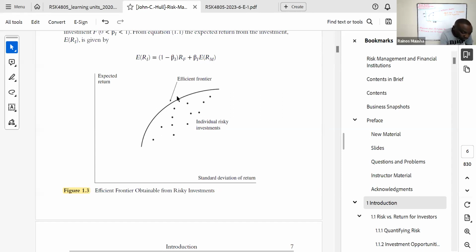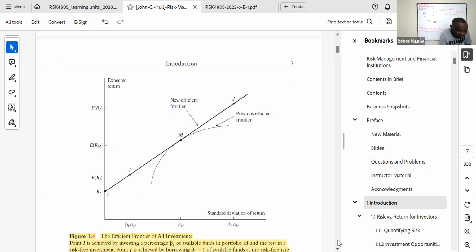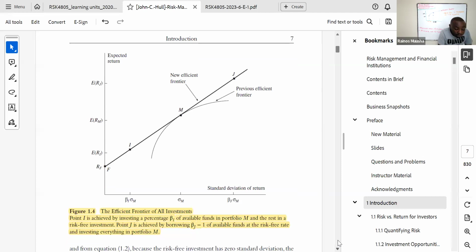And we said those investments which are found along the efficient frontier are the investments that you're going to choose to include in your portfolio, because they allow you to maximize the return for a given level of risk, and they allow you to minimize the risk for a given level of return. So going forward, they also give us another efficient frontier as well, which is figure 1.4.